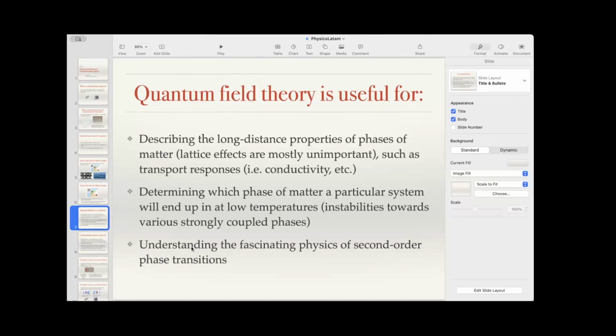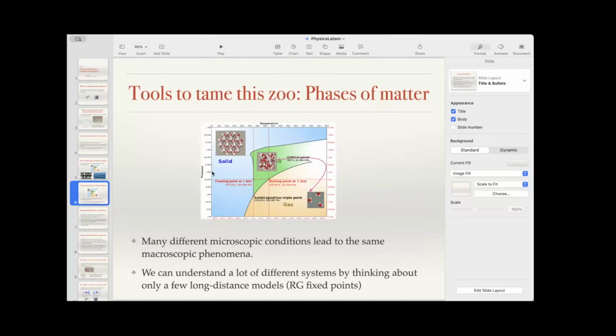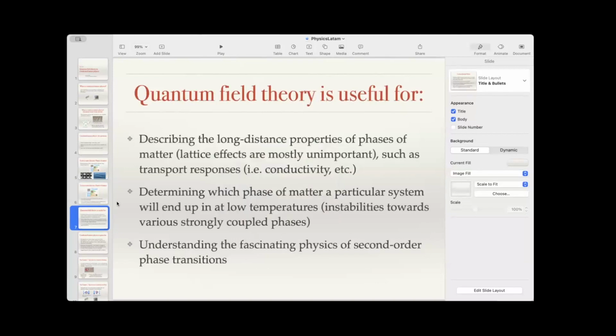And another really big application, and I won't have time to talk about this today, but it's a very beautiful one, is understanding the physics of second order phase transitions. Okay, so there are a lot of interesting quantum field theories that describe points where you're going between two different phases in a phase diagram. Okay, the phase diagram of water, not so much, but there are many examples where we have these beautiful conformal field theories, where really the system forgets about all the microscopic details and comes up with these interesting interacting field theories that we can realize and test in the lab.